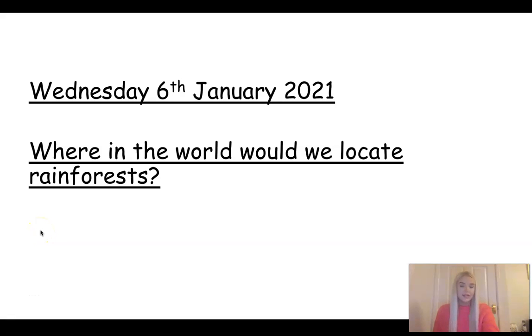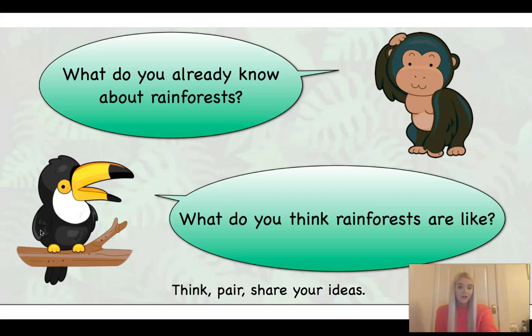Hello everyone, today we're beginning our new topic of the Amazon rainforest. To begin this topic we're going to be looking closely at where in the world we would locate or find rainforests. To start off with, I would like to have a think: what do you already know about rainforests? And secondly, what do you think rainforests are like?